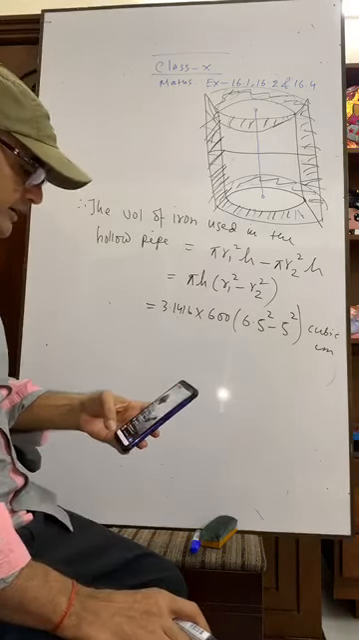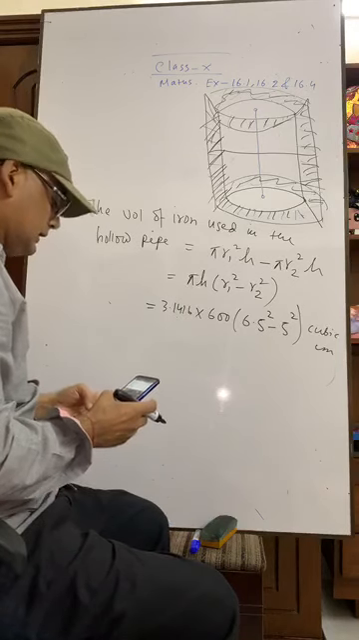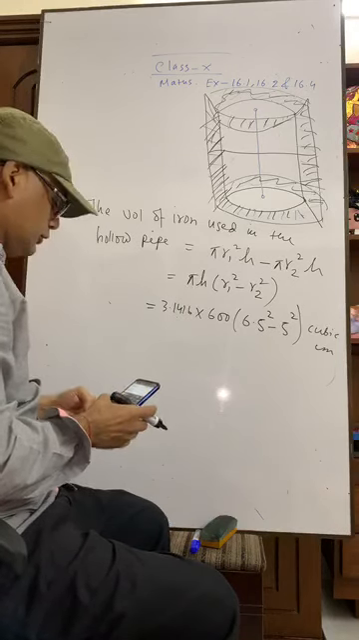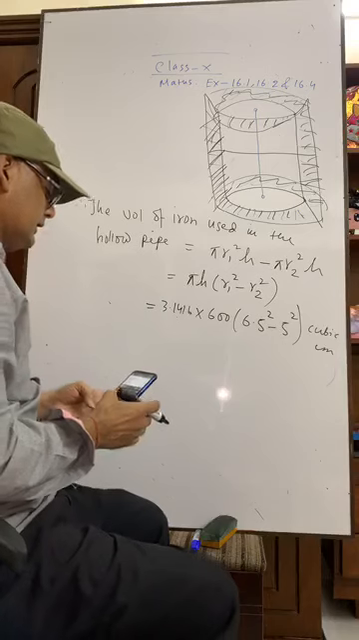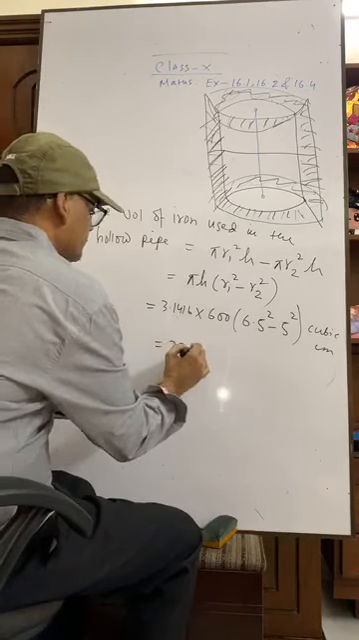Use the calculator. That is what? 6.5 square minus 25, equal into 600, equal into 3.1416 is equal to what? 32515.56 cubic centimeter. Please, you just see is it right or wrong.